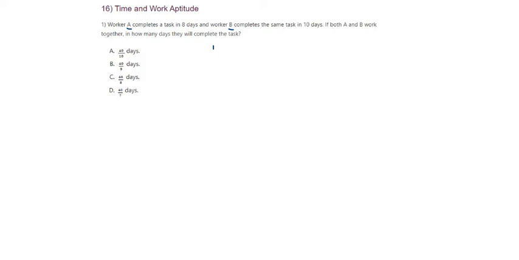If A completes a task in 8 days, so this is A and this will be B. A completes the task in 8 days, so let's take it as 1 by 8, because we want to find what happens if both A and B complete it together. And worker B completes the same task in 10 days, so let it be 1 by 10.